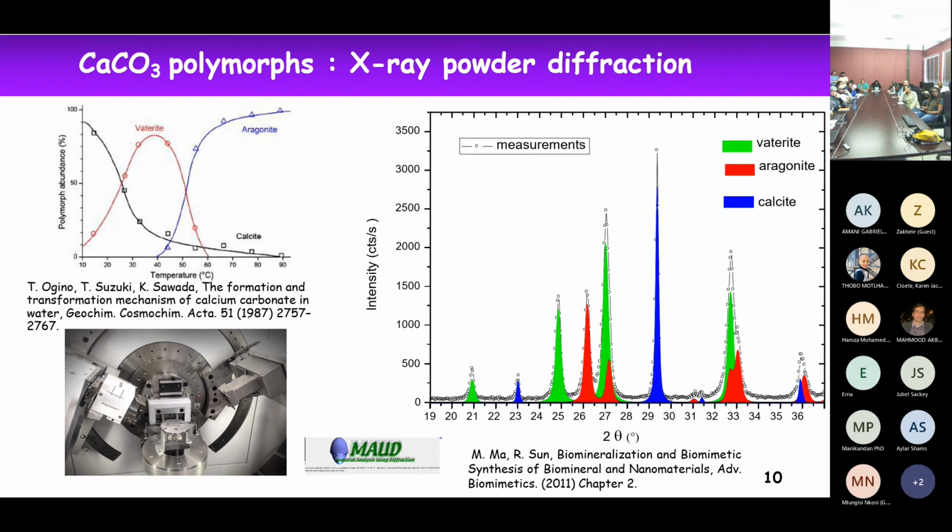and when you do powder X-ray diffraction, you get a pattern in which, if you have a mixture of the three components, you can see that they are very different. The bright peaks are in very different locations. Typically, in green you have the vaterite, in red the aragonite, and in blue the calcite. And if you know how to analyze those data sets, you can find how much of each polymorph is in the powder.